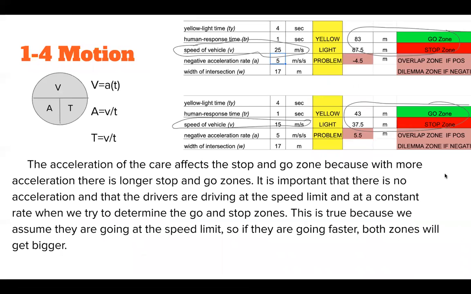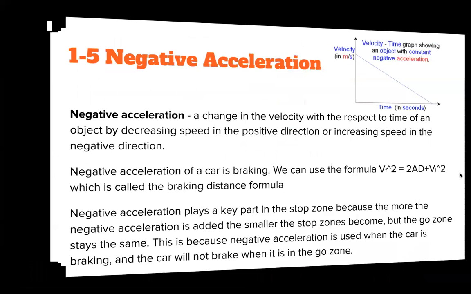1-4 motion. The acceleration of the car, or the motion of the car, affects the stop and go zones because with more acceleration, there's longer stop and go zones. It is important that there is no acceleration, that the drivers are driving at the speed limit and at a constant rate when we are trying to determine the go and stop zones. This is true because we assume they are going at the speed limit. So if they're going faster, both zones will get bigger, which we also show in these spreadsheets up here.